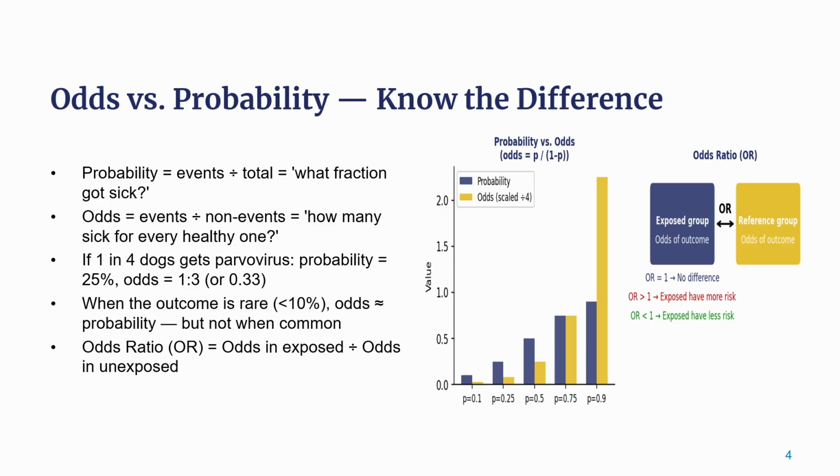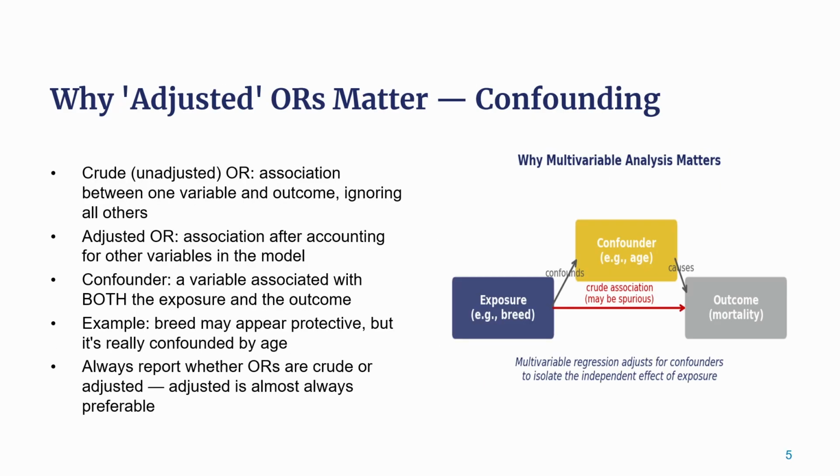Now the important point. When the disease is rare, less than 10% of the population, odds and probability are approximately the same, and the odds ratio approximates the risk ratio. When the disease is more common, the OR exaggerates the effect compared to the risk ratio. This matters when you're interpreting case control studies where the outcome is common. Always ask, is this outcome common or rare? If common, be cautious about interpreting the odds ratio as if it were a risk ratio. It's the concept that separates a useful regression paper from a misleading one.